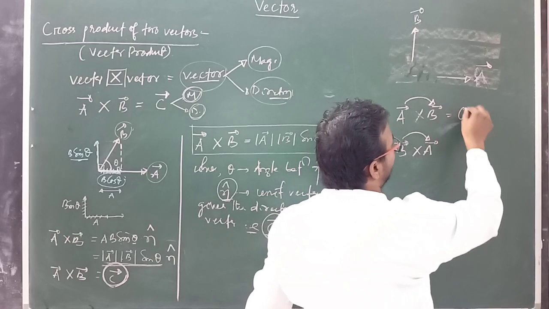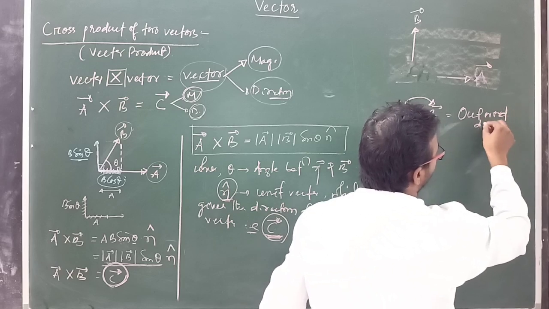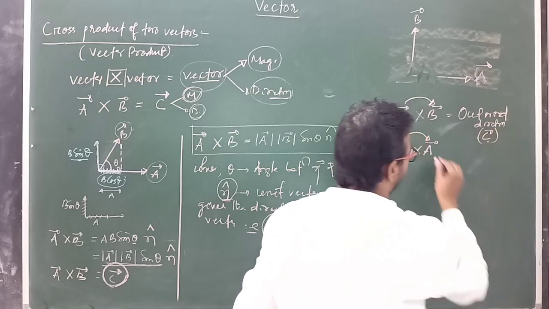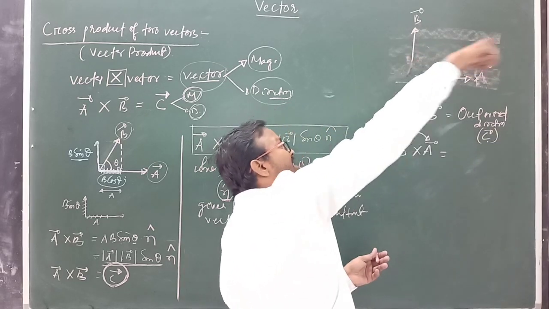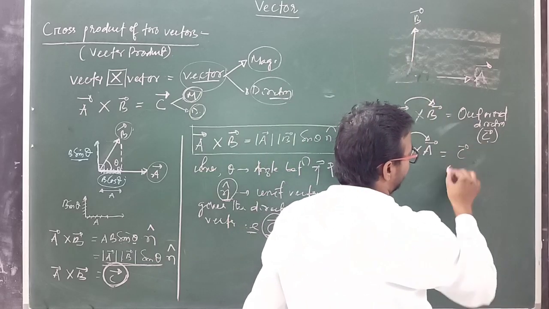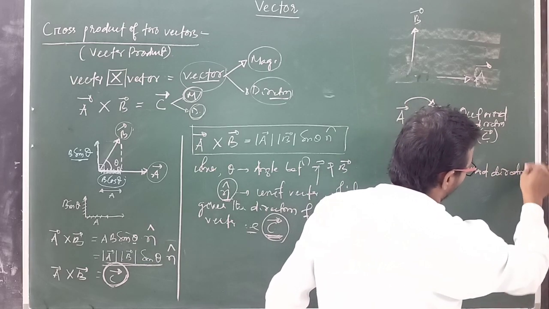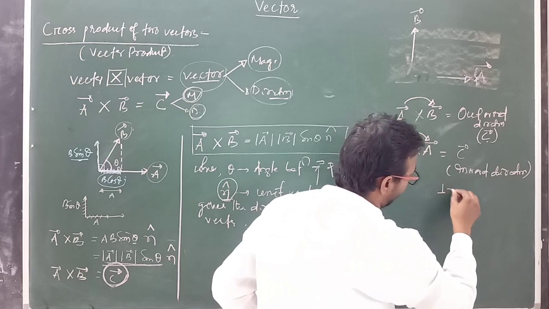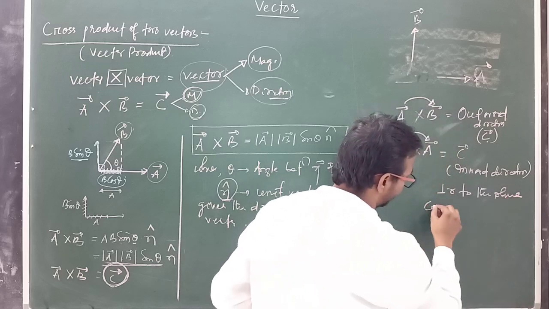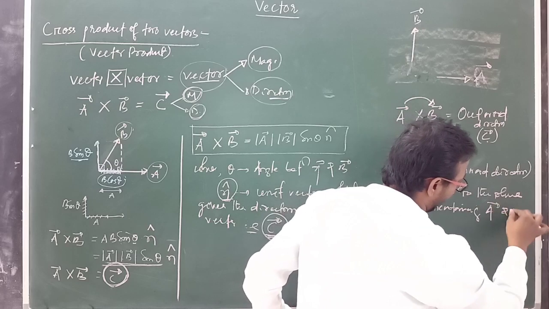So in this case, outward direction, the direction of C vector, and here which is inward means inward or perpendicular to this board, you can say vector C which is inward direction, and it is perpendicular to the plane containing A vector and B vector.